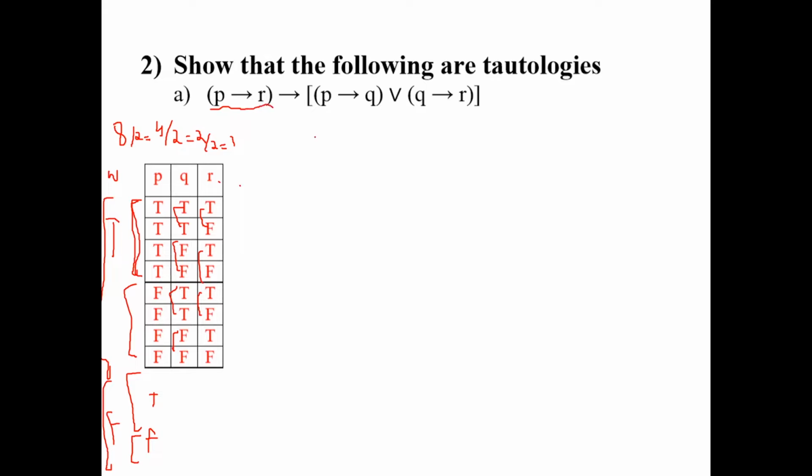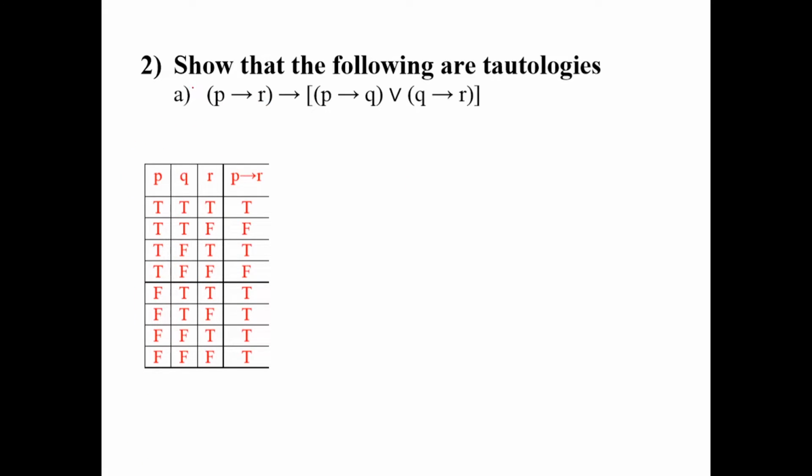Okay, so back to our original problem. Let's first build P implies R, which is easy enough, right? P implies R, remember, it's only false when you start with P as true and R is false. So you have P is true, R is false, this gives you false, and here as well, all the other rows are true.